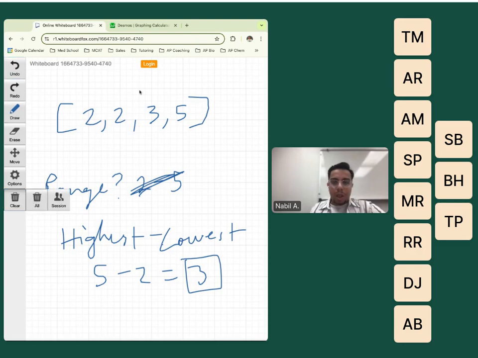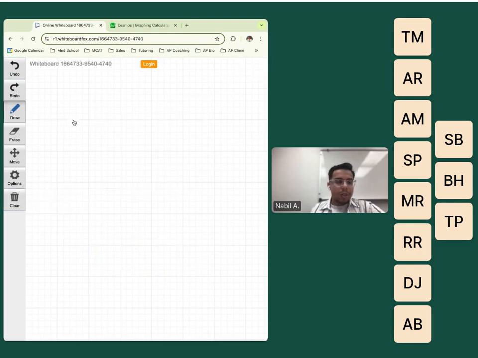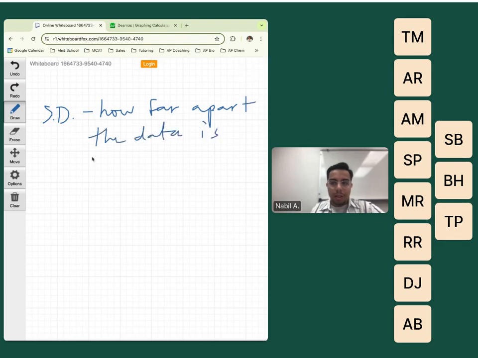Now, standard deviation. Standard deviation is how far apart the data is spread. So I'll abbreviate standard deviation as SD. It is how far apart the data is spread.